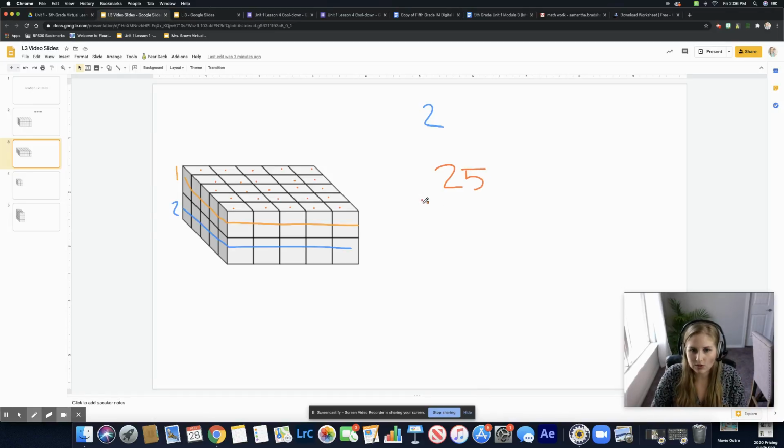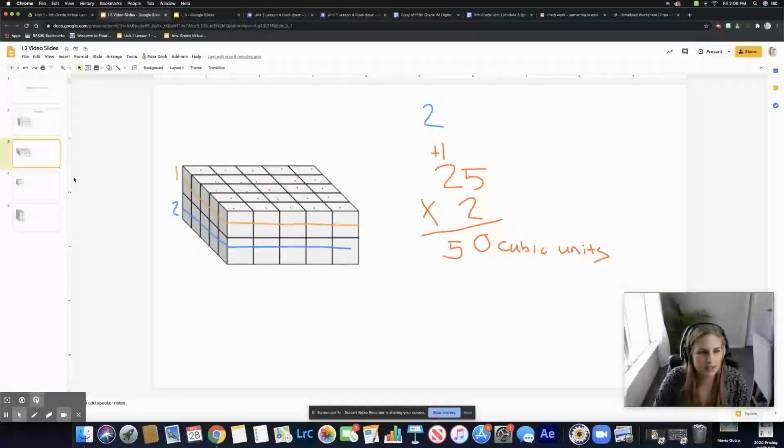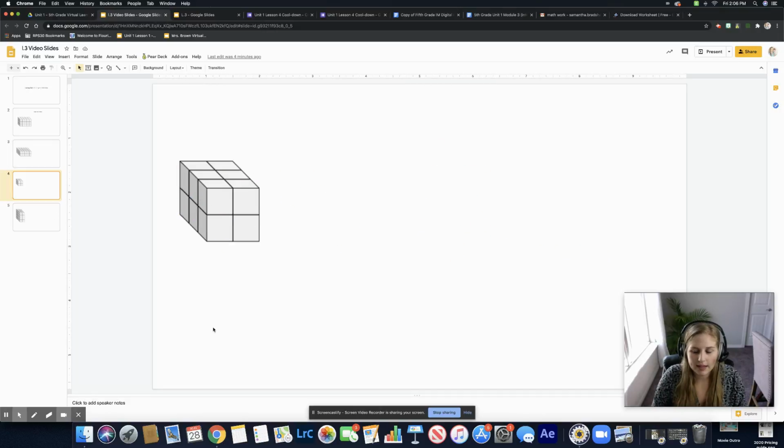So I need to do 25 times 2. 2 times 5 is 10. Put my 0. Carry my plus 1. 2 times 2 is 4. 4 plus 1 is 5. So I know that this entire figure is 50 cubic units or units cubed. All right, let's do the next problem. Again, I would like you to pause the video and try it on your own.